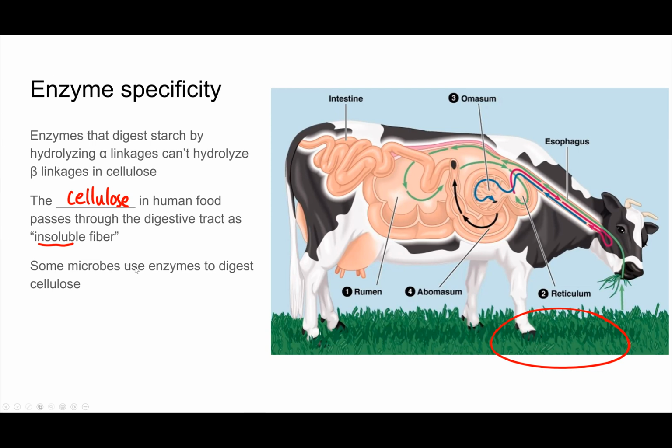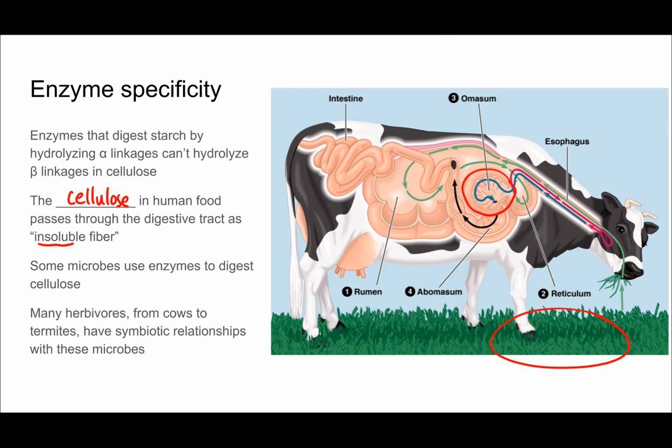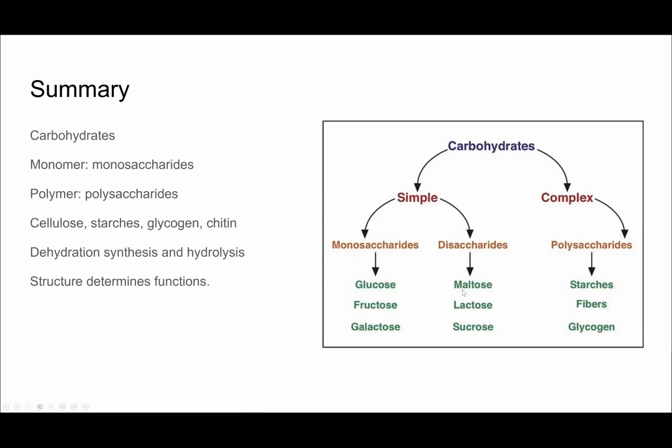Some microbes are able to use enzymes to digest cellulose, as in this picture of a cow. Many herbivores, from cows to termites, have a symbiotic relationship with microbes that contain these particular enzymes that can break down cellulose found in plant cells. As a result, the cow and other herbivores are able to extract energy from this relationship.